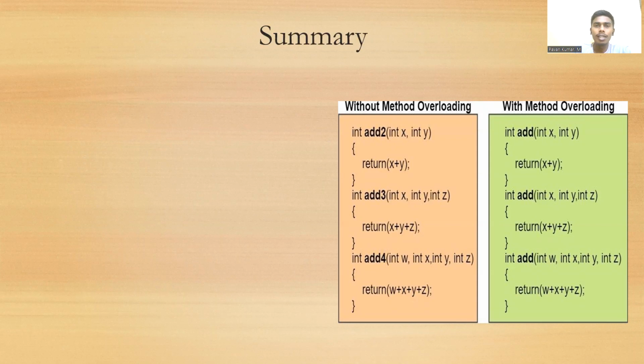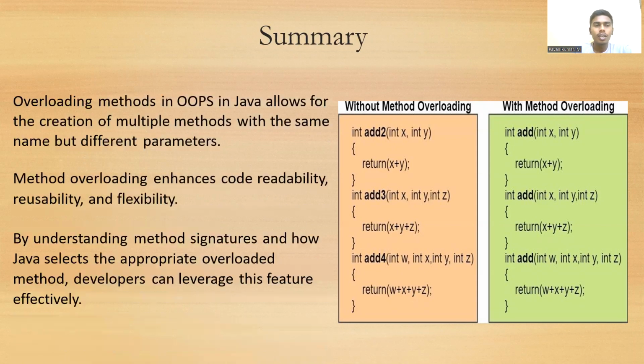And here comes the summary, the end of the first video, where method overloading in OOPS in Java allows for the creation of multiple methods with the same name but different parameters. Method overloading enhances code readability, reusability, and flexibility. By understanding method signature and how Java selects the appropriate overloaded methods, developers can leverage these features efficiently. And here is the example for without method overloading and with method overloading.